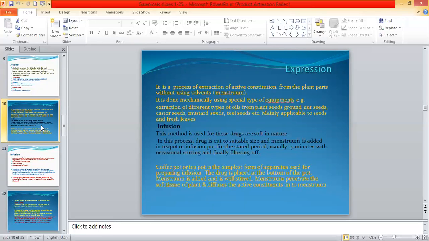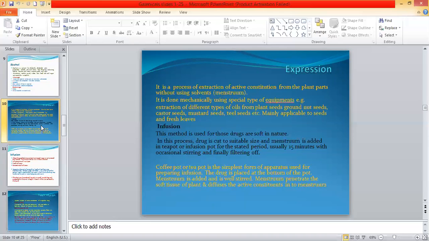What is infusion? Infusion is used for the extraction of those drugs which are soft in nature, for example leaves, small stems, and roots. In this process, the drug is cut into small pieces, and menstruum is added in an apparatus called a teapot or infusion pot, and then it is kept there for 15 minutes with occasional stirring, and then it is filtered off.